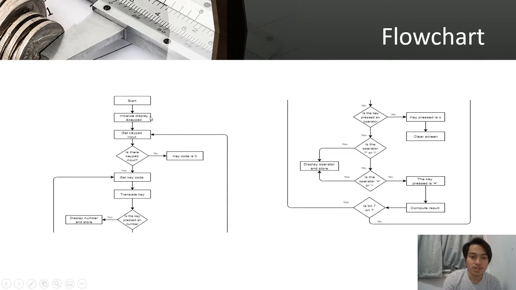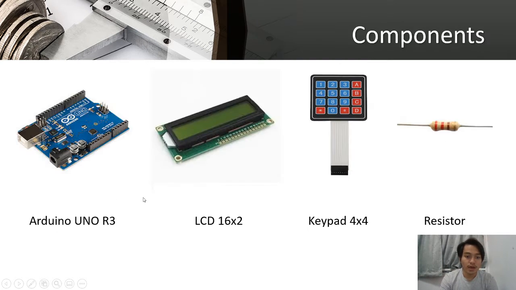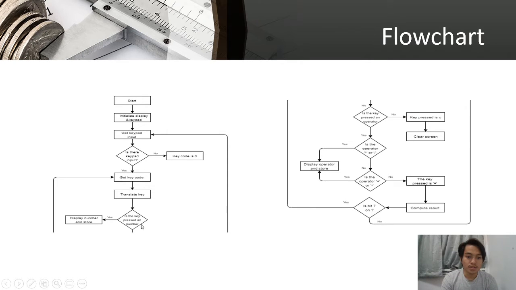And this is my flowchart for this program. We start, initialize the display, initialize the keypad, and we need to get a keypad input. If we get the keypad input, we get a key code. If not, the key code is equal to 0. When we get a key code, we translate the key and check whether the key pressed is a number. The number will be displayed and the data will be stored.